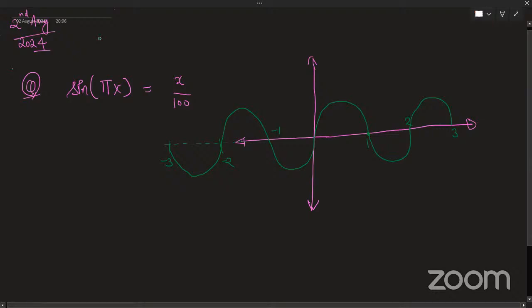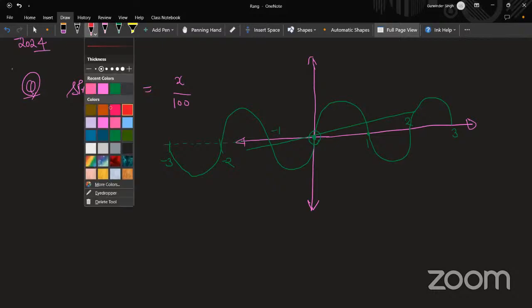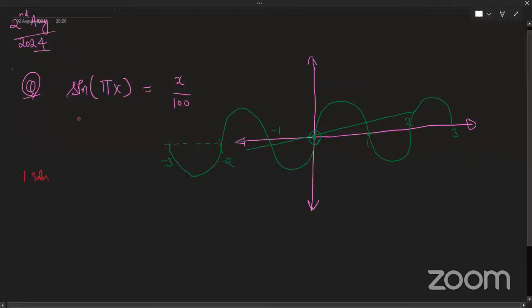Fine. So if I plot this line, x by 100, what will happen? It will go something like this, right? So definitely I have one solution at origin. Okay. One solution at origin, right? Then I have one solution between 0 and 1. Okay, this point. I have one solution between 0 and 1.